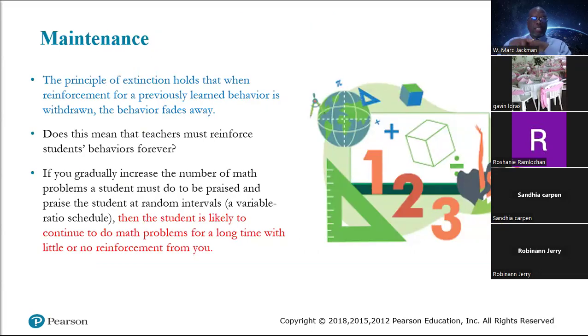Maintenance. The principle of extinction holds that when reinforcement of a previously learned behavior is withdrawn, the behavior fades away. Does this mean that teachers must reinforce students' behavior forever? No. If you gradually increase the number of math problems a student must do to be praised, and then praise students at random intervals, which is a variable ratio, then the student is likely to continue to do math problems for a long time with little or no reinforcement from you.